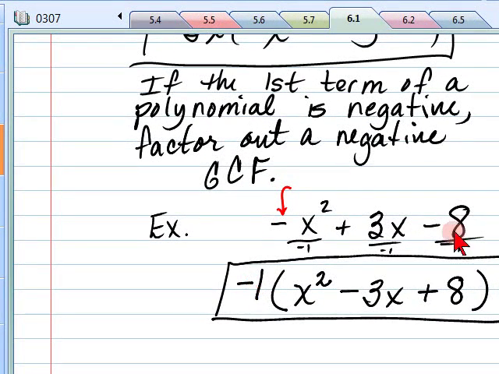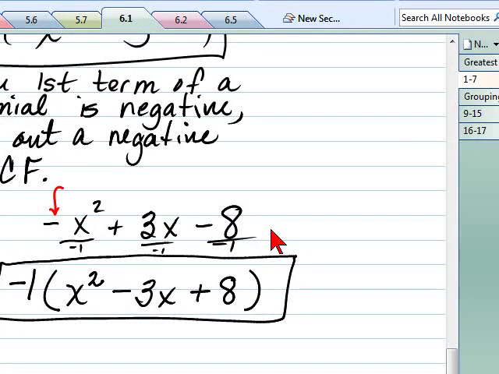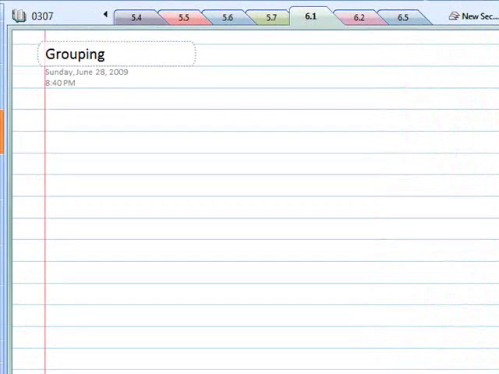You could not, because could you divide this 8 by an x? No. It's not common to all of them. Okay? So now, is everybody okay with greatest common factor? All right. We're going to look at now another technique which is used in a specific circumstance. It's called grouping. This is still 6.1. 6.1 has two topics in it. This is the second one.